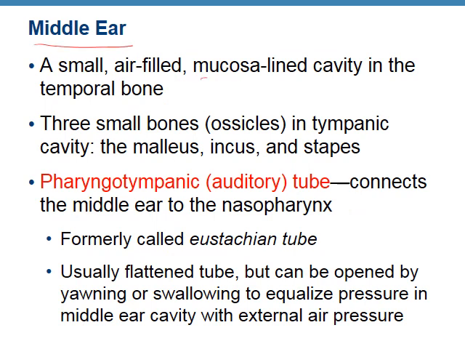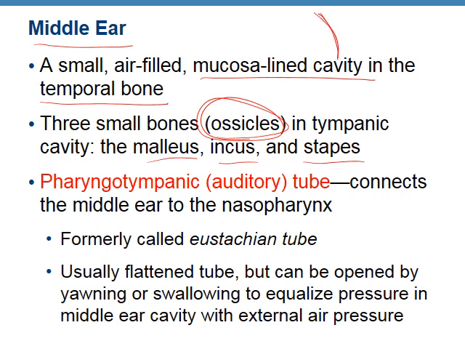The middle ear is a mucus-lined cavity in the temporal bone, and you're going to have ossicles. These are the three small bones: the malleus, the incus, and the stapes. Remember, the tympanic membrane is right in front of them, and then you're going to have the malleus, then the incus, then the stapes, and then you're leading to the inner ear. I'll show you another image.